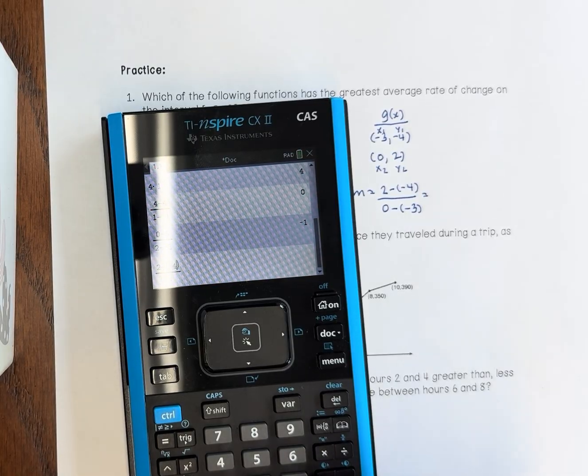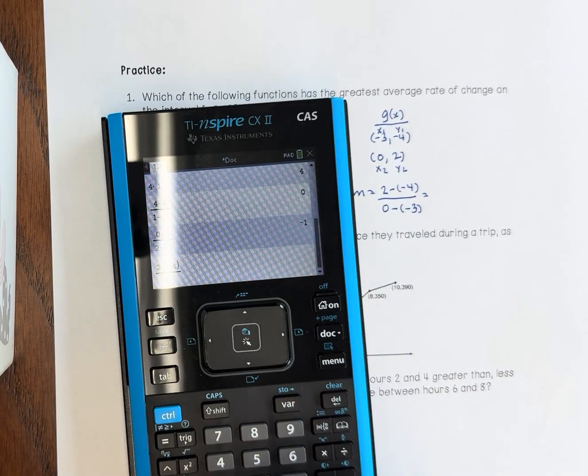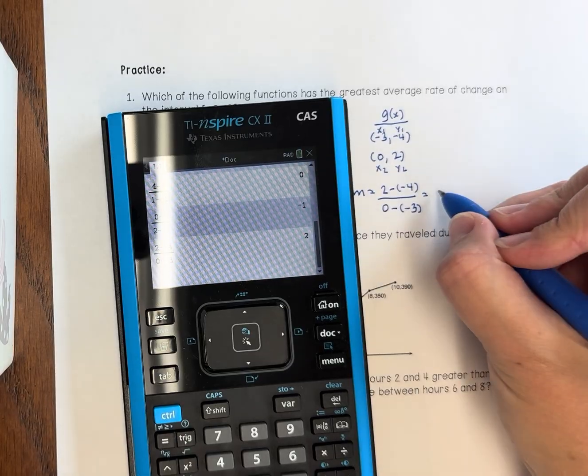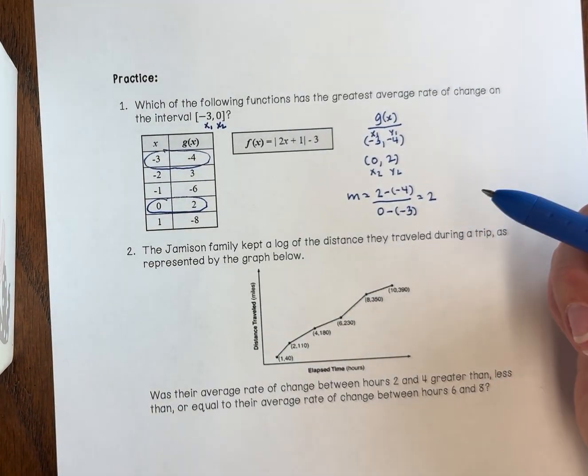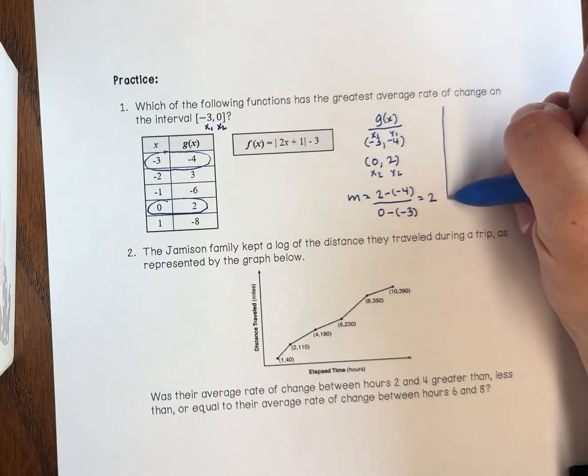Two minus negative 4, which is 6, and then 0 minus negative 3, which is 3. 6 over 3 is 2. So we get 2 for the first answer. Now, when it's asking us to compare, we've got to do it again.